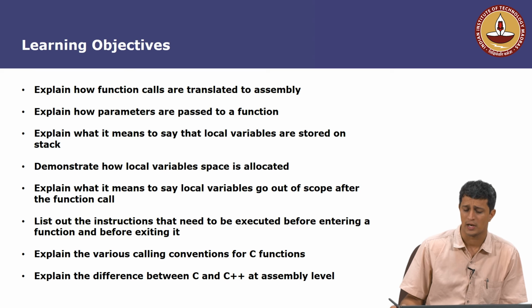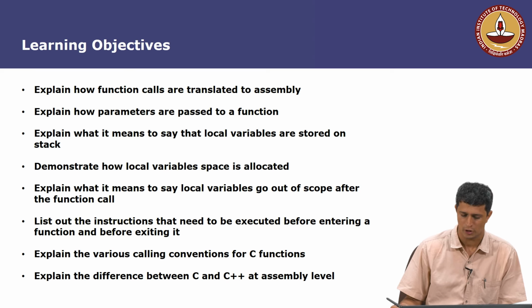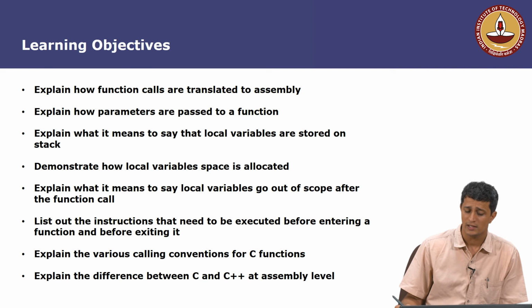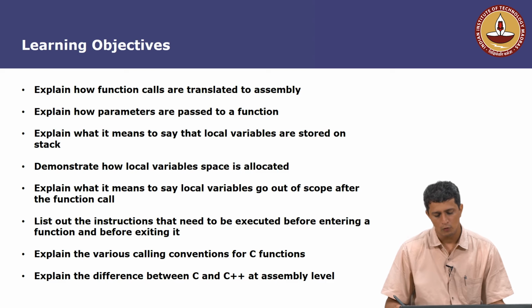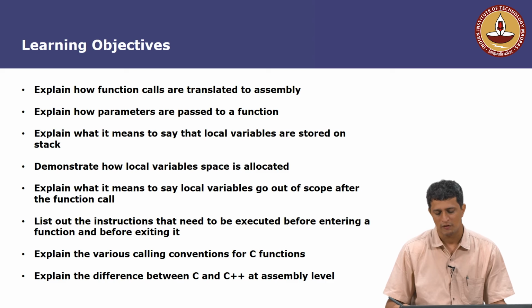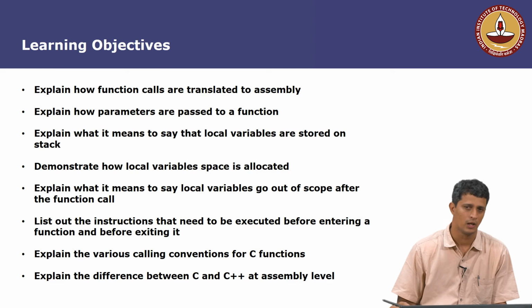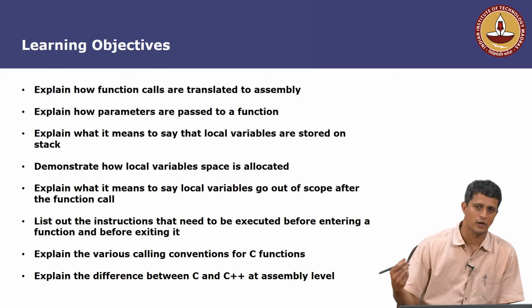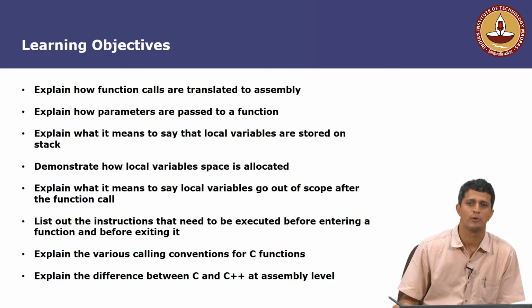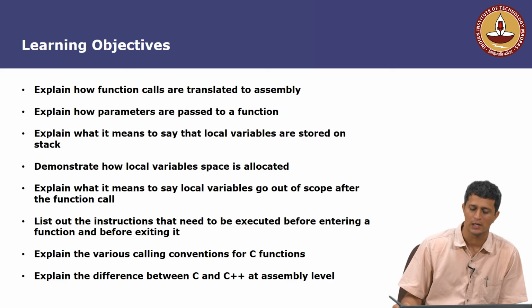Explain what it means to say local variables go out of scope after a function call, and list out the instructions that need to be executed before entering and before exiting a particular function in C. Then we will move on to explaining what various calling conventions are in C functions. For example, you have a function which has a variable argument list as opposed to a fixed argument list. How do these functions differ in assembly language? That's where calling conventions actually come in.